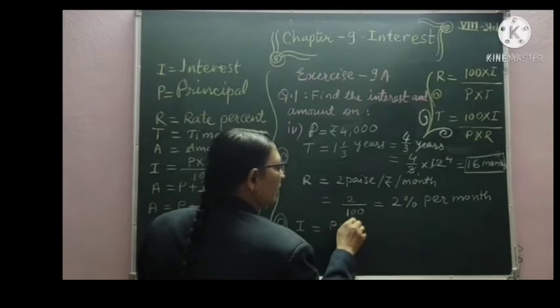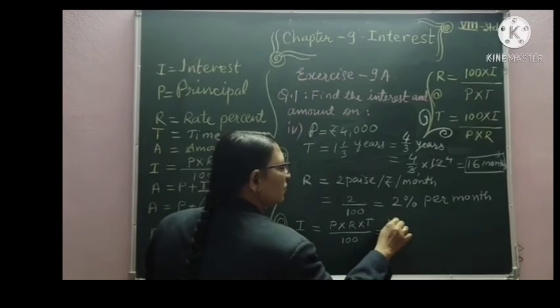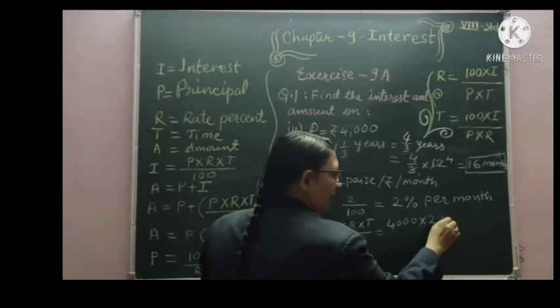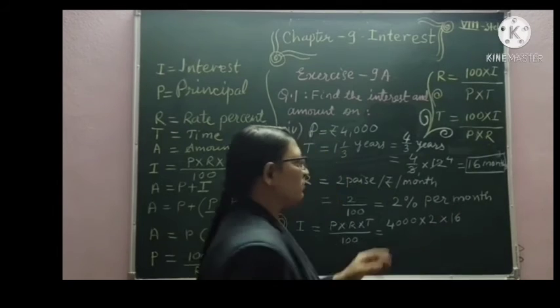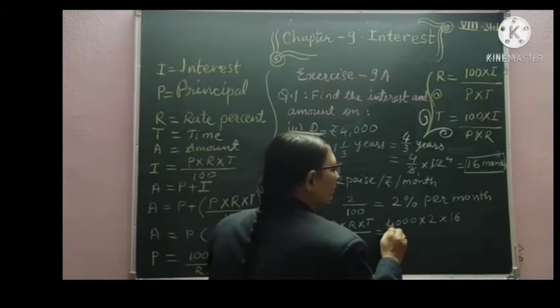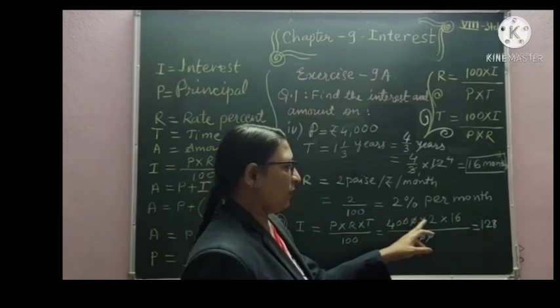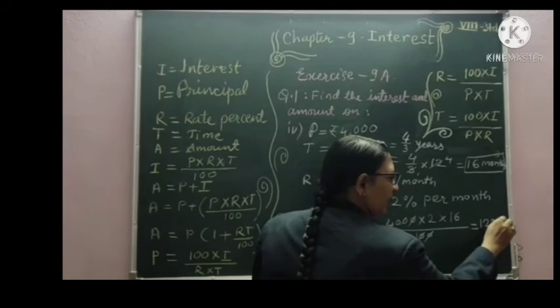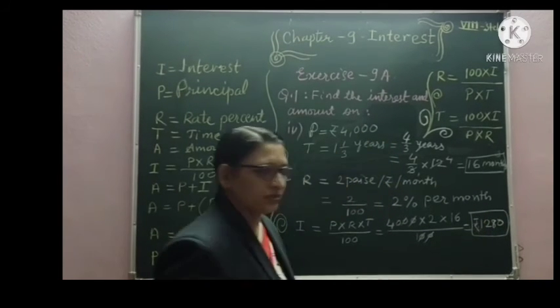Now we will calculate interest by our formula: principal into rate into time upon 100. Here principal is 4000 rupees, rate is 2% per month, and time is given as 16 months. Actually, it was in years, we converted it to months. Divided by 100, so these zeros cancel. 40 into 2 is 80, 80 into 16 is 1280. 1280 rupees is the interest.